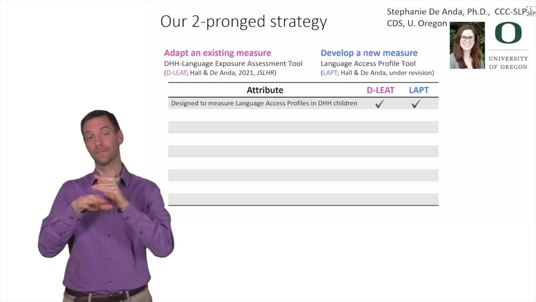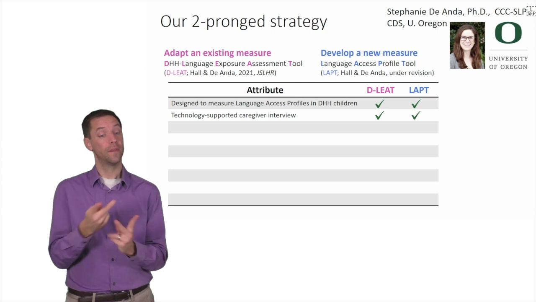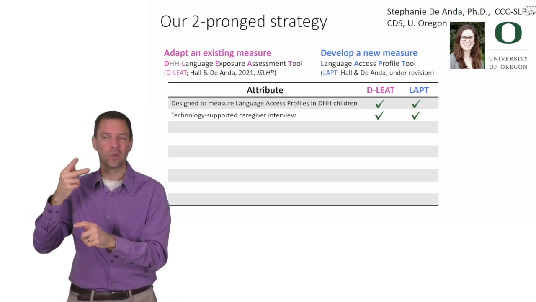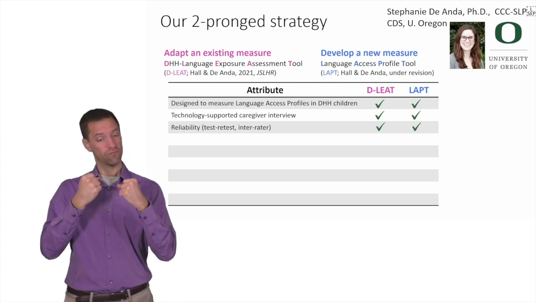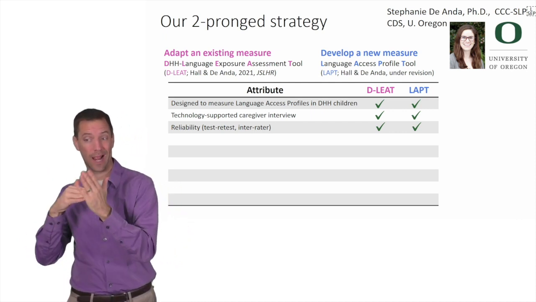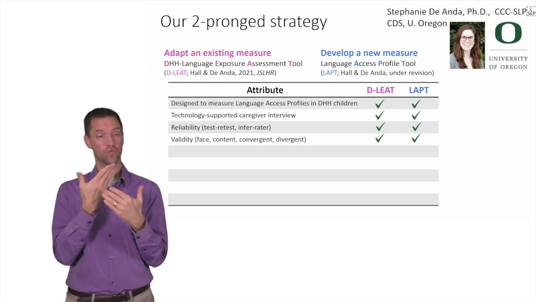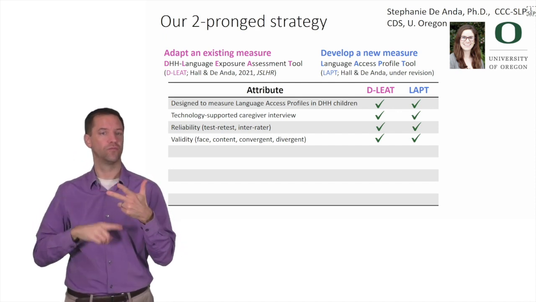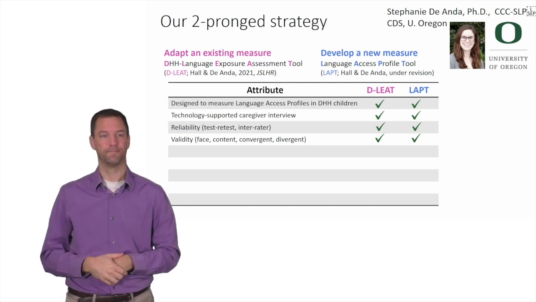First, both of them are in fact designed to measure language access profiles in deaf and hard of hearing children. And they both do that through a technology-supported interview protocol with the child's parents or other caregivers. They both have strong reliability. It does not matter who delivers the interview, and if you interview the parents again after a little while, you will get the same results. They also show strong validity in terms of face validity, content validity, convergent and divergent validity.